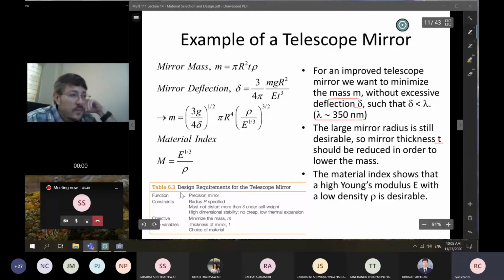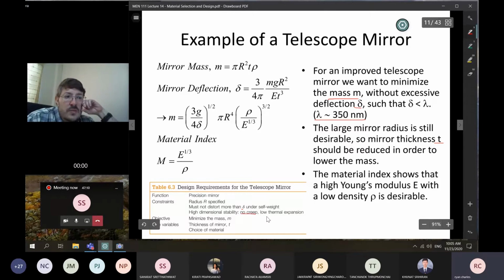So we'd go, okay, what's our function? A precision mirror, right? We want good focus with no deflection. Constraints, we're going to specify the radius, right? Maybe it's 3 or 4 meters. It's going to be big. It must not distort more than a couple hundred nanometers under its own weight. There are other properties as well, which you might have to consider, which wasn't obvious here, right?